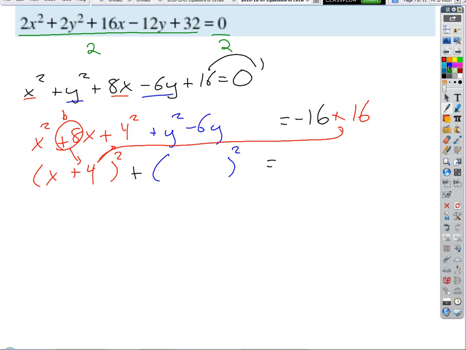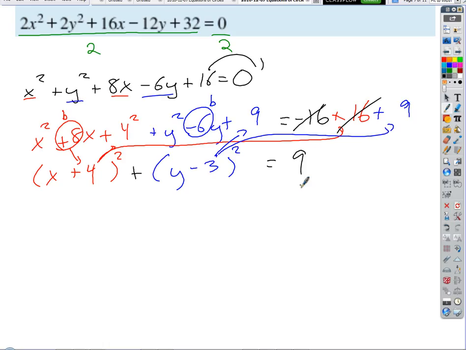What about the blues? If B is -6 for the blue stuff, then what's the number that I combine with y? -3, which means, what's the blue number that gets added to both sides? 9, very good, okay? So, the left side, we've got it the way we want it. The right side, we have to just add those up. Well, -16 and 16 cancel, so what am I left with? 9. Done. How about that?